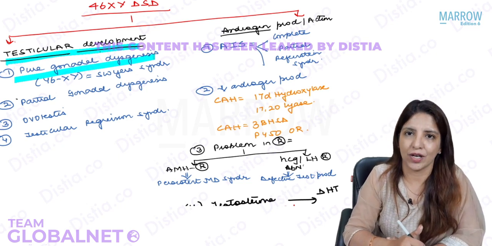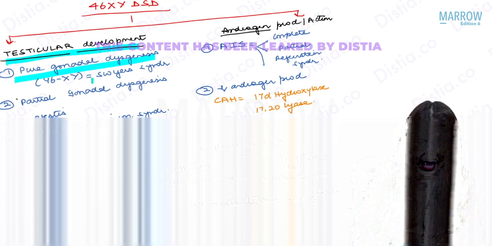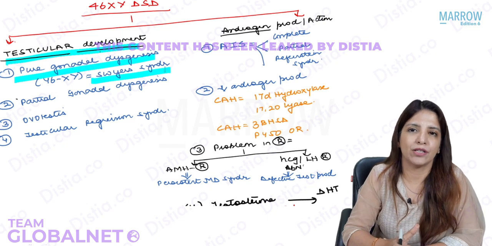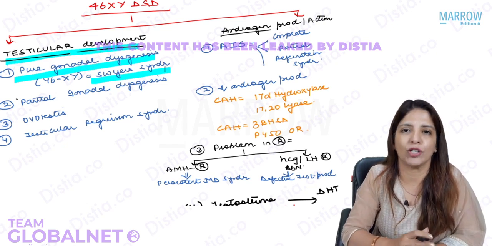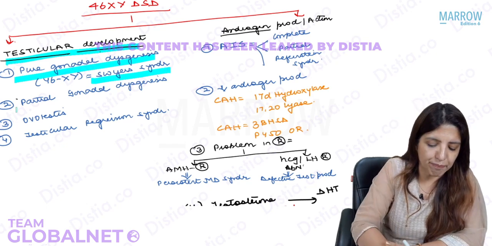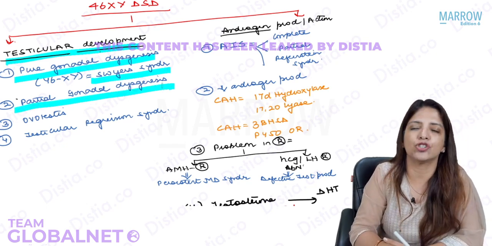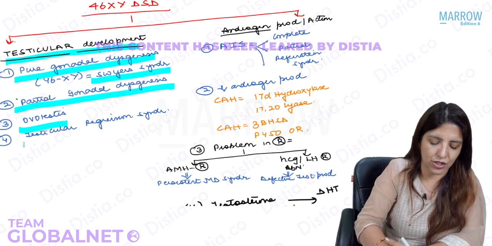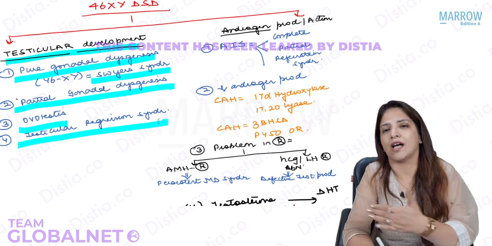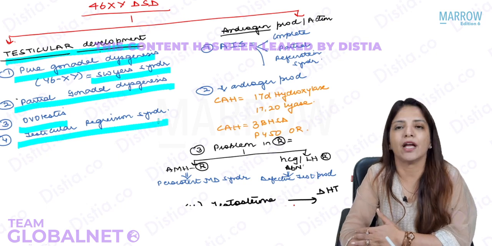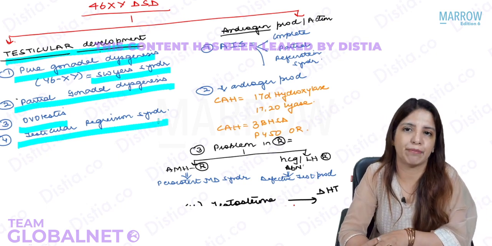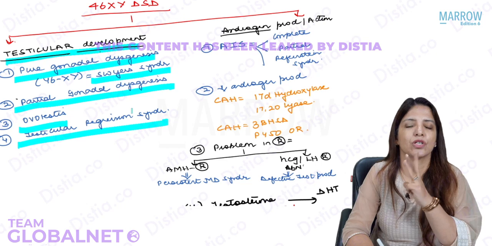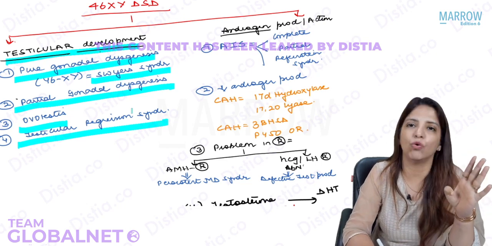Earlier, a pure gonadal dysgenesis with karyotype 46XY was called Swyer's syndrome, and some of the questions may still ask about Swyer's syndrome instead of saying pure gonadal dysgenesis with 46XY karyotype. Or it could be a partial gonadal dysgenesis, or instead of only testes, this individual has ovaries and testes, or it could be that there is testicular regression. So all these are varieties of 46XY DSD in which the testicular development is not happening properly. It could be a pure gonadal dysgenesis, a partial gonadal dysgenesis, testicular regression syndrome, or ovotestes.